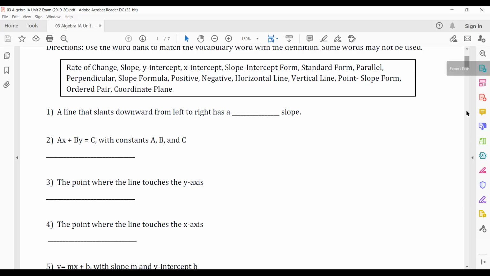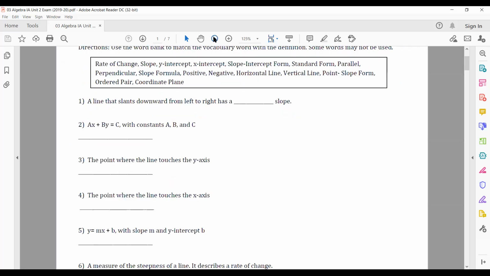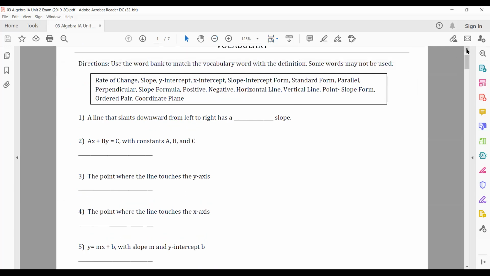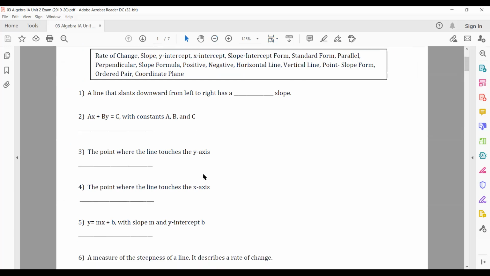Most of them historically have started off with a page full of vocabulary. So all the terms up in this box: rate of change, slope, Y-intercept, X-intercept, slope-intercept form, on and on and on. You should have some knowledge of these now after 2.5 weeks of working on this stuff with graphing. So this can be a good thing to practice with also.